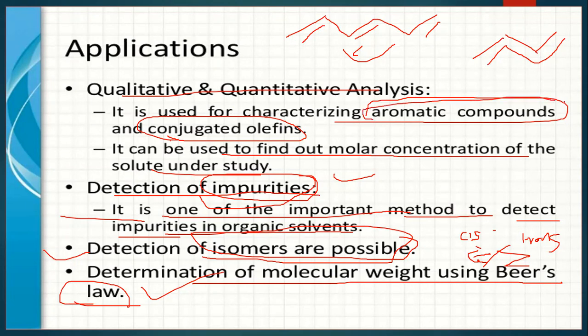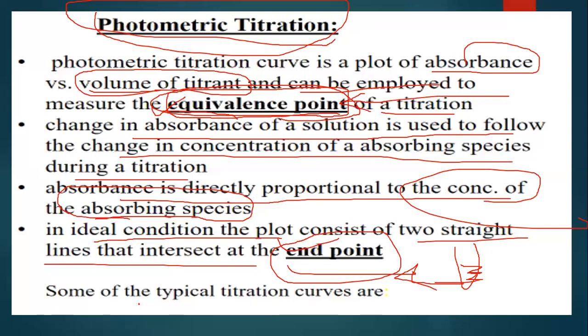You can study conjugated olefins by using this technique. Then you can also find out the molar concentration of the solute which you are going to study. You can detect some impurities present in organic compounds. Again, you can find out isomers like cis-trans isomerism, E-Z isomers, with the help of this technique. Determination of molecular weight using Beer's law is also possible with this technique.